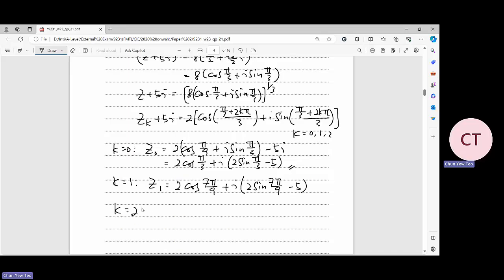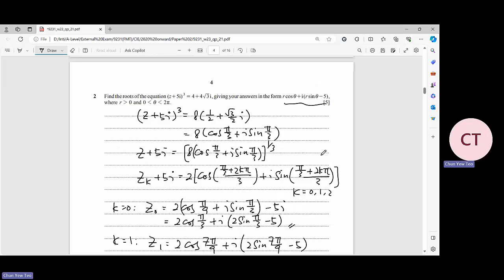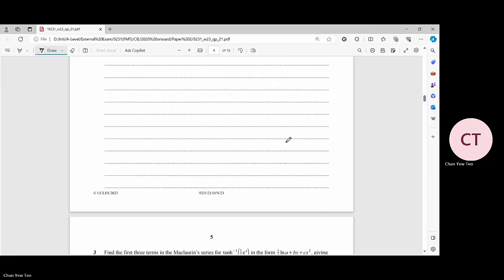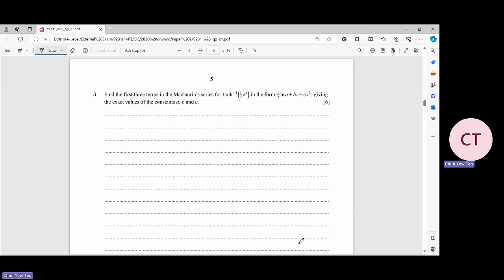And the last one is when k equal to 2, then it will give you cos 13 pi over 9 plus i 2 sine of 7 pi over 9 minus 5. Done. That will be the answer for the 3 roots over here. Okay, so that will be the answer for number 2. Move on. We have question number 3.